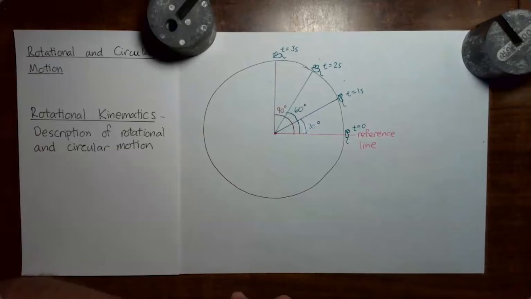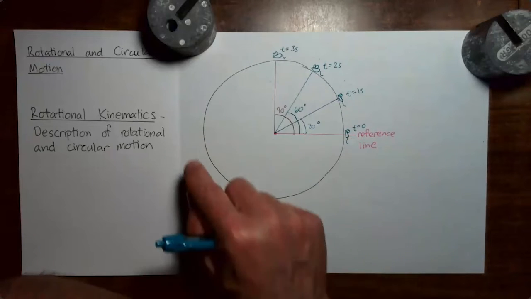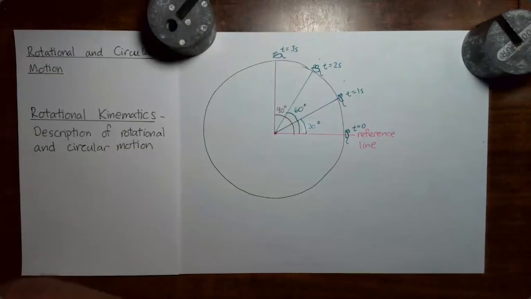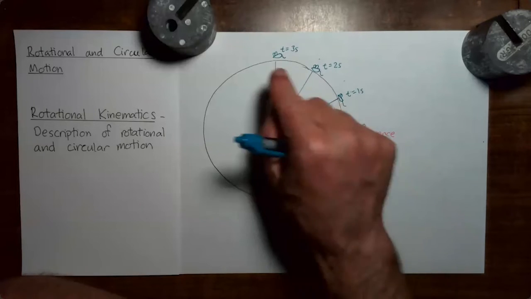Here's what I'd like you to try to do. Look at what the mouse is doing, and then pause the video and see if you can write down an English sentence which describes what is going on with the mouse.